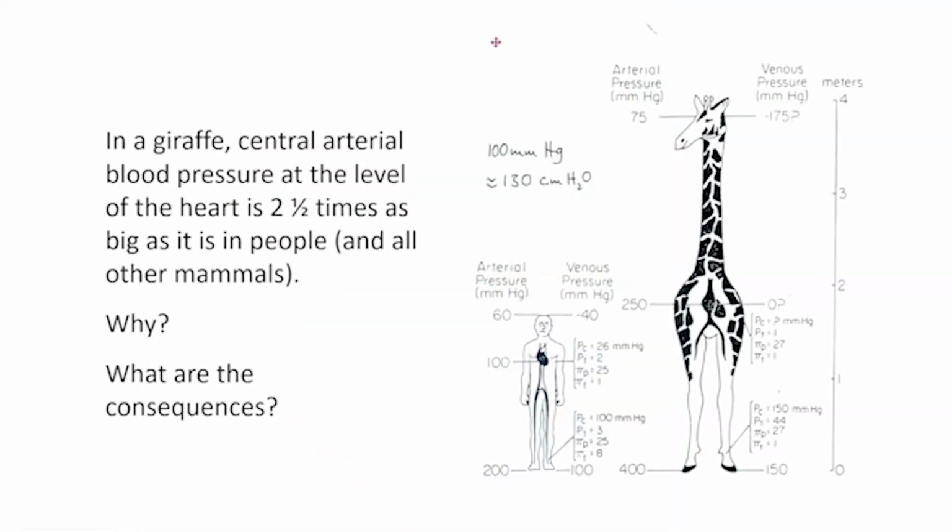And so what effect does this have? Is the giraffe circulation different from people? Well, it is, yes, because the arterial blood pressure at the level of the heart is about 250 millimeters of mercury. We're talking about the averages here, whereas it's 100 in people and in most other mammals.